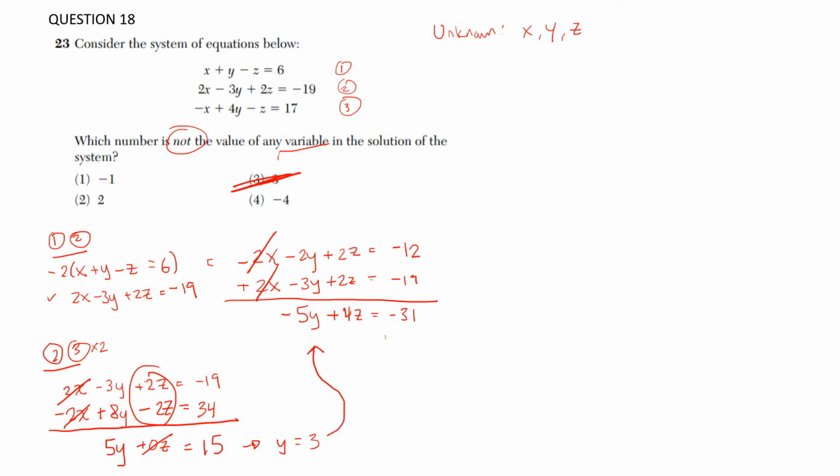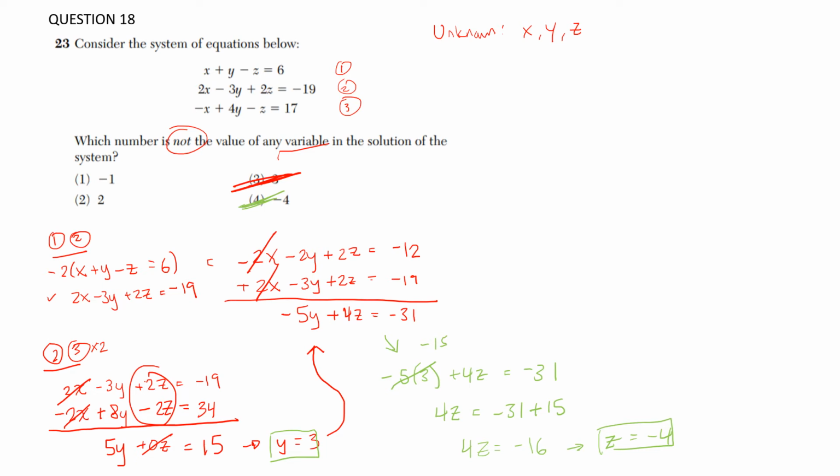Very nicely, this will feed right into here. I'm going to start writing in green. So negative 5 times 3 plus 4z equals negative 31. This is negative 15, so if I subtract negative 15 or add 15 to each side, I'll get negative 31 plus 15, which is negative 16. 4z equals negative 16. Again, easily solve for that, and we get z equals negative 4. Okay, so start boxing these answers. So it cannot be choice 4.